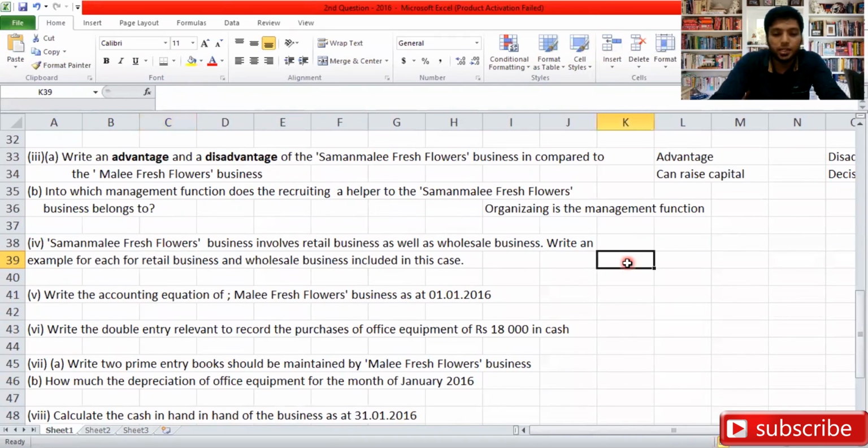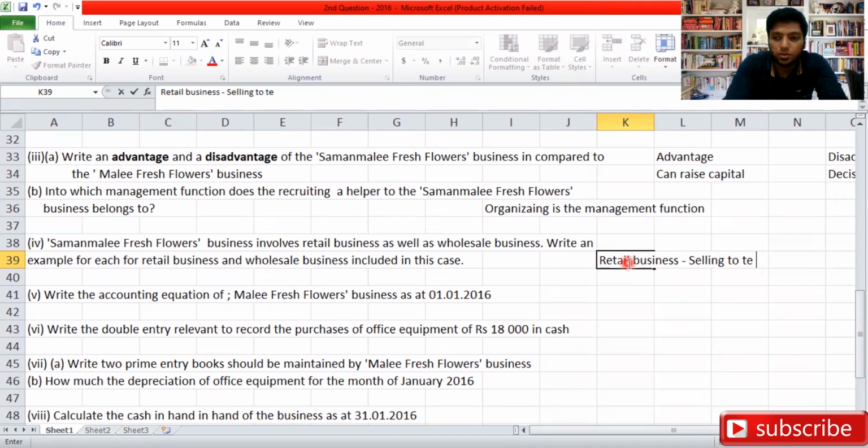So I can write here retail business. The answer I can write here is retail. As the example, you can write selling to the pilgrims who visit the temple daily.